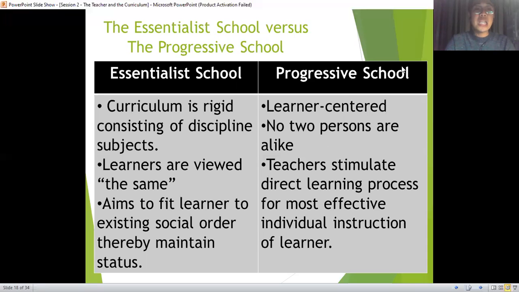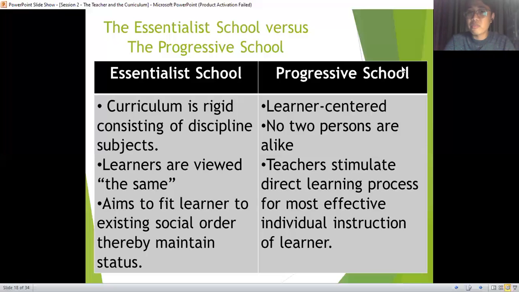Next, the essentialist school aims to fit the learner to the existing social order, thereby maintaining the status quo. Because what you are teaching and relaying are things that are already in society, you do not ask your learners to innovate. It's more of cultural transferring. You relay the culture from the past, from the existing culture that you are in, and therefore you just maintain what is in the society.